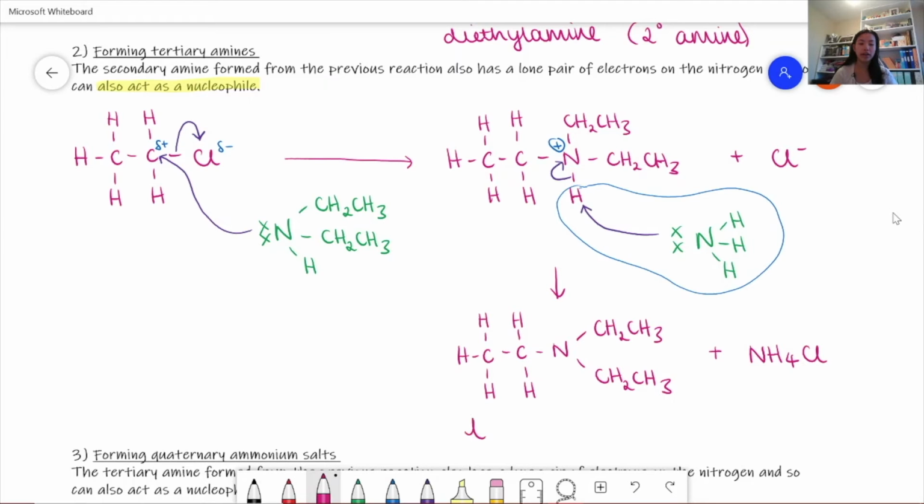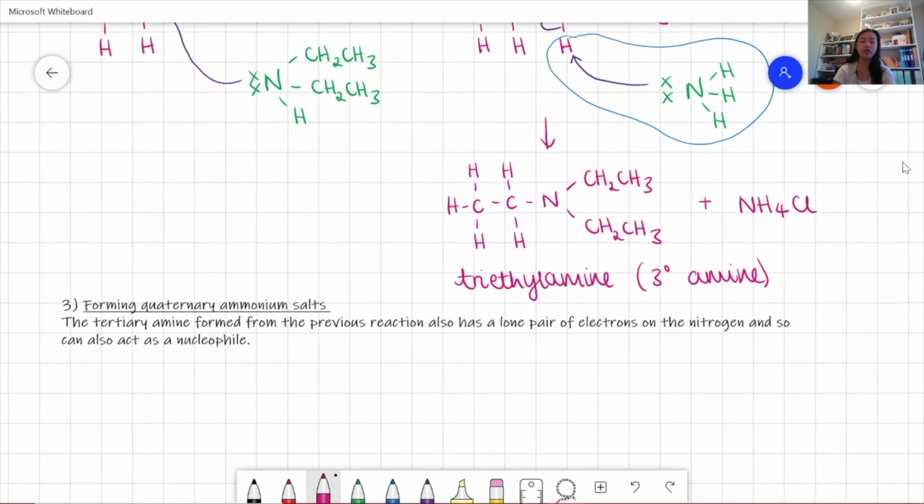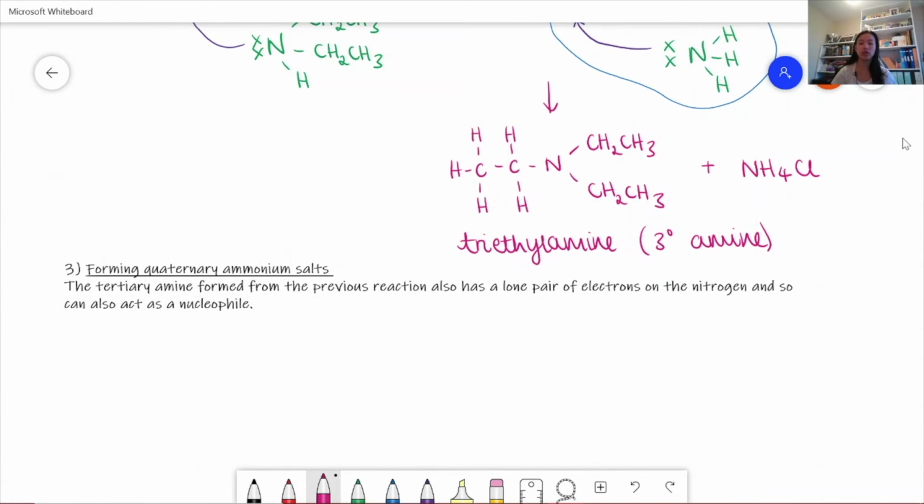So this is triethylamine, because now we have three ethyl groups on the nitrogen. So this is our tertiary amine. And then what happens is we get one last substitution, and we form what we call quaternary ammonium salts. So we know that ammonia can only bond 3 times, and then it has a lone pair here. And what it can do is donate this lone pair to something else, and this will form a salt because it will have a charge, it'll be positive.